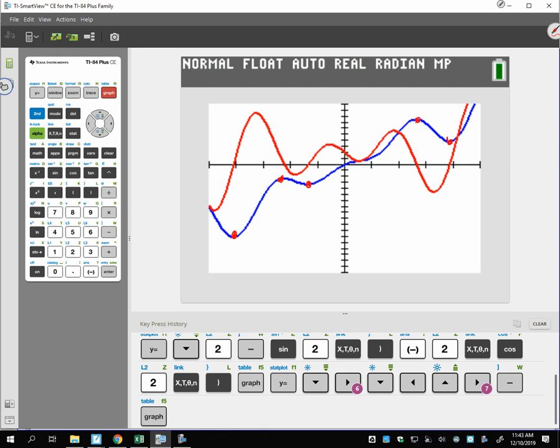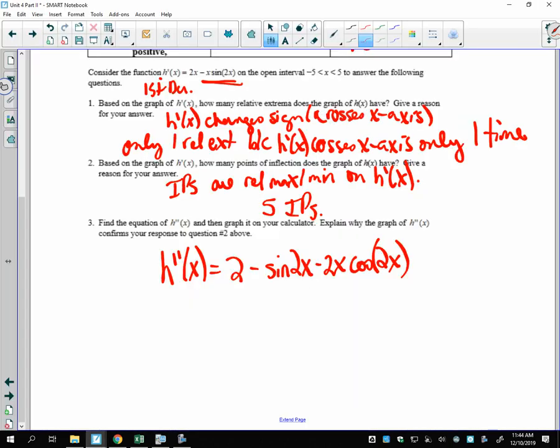Okay. So if these are my max and mins here, then my second derivative should cross the x-axis 5 times. So I have 1, 2, 3, 4, 5. And so that's why it confirms it. So when it didn't confirm it, I was a little stressed for a minute. H double prime of x crosses the x-axis 5 times. And that's how many total inflection points there are, right? When the second derivative crosses the x-axis. And so kind of making that connection, that's the next step that we're making on here.